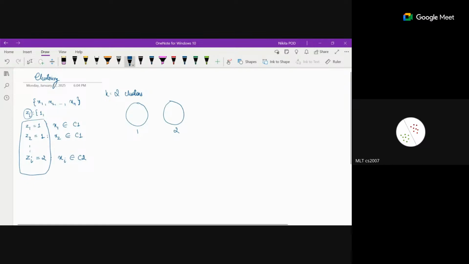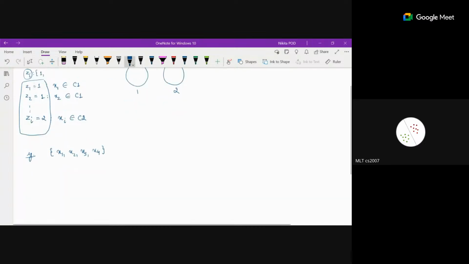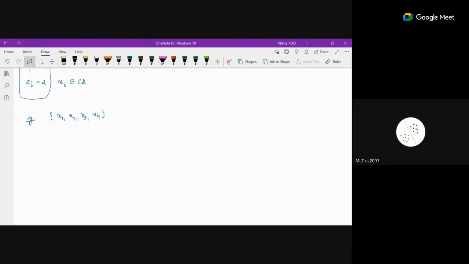Now we can take a very small example to understand this better. Let's say I have just 4 data points, x1, x2, x3, and x4. We have to cluster these 4 data points, and let's say I want to put them into 2 clusters, all right? So I have just 2 clusters. One is cluster 1.